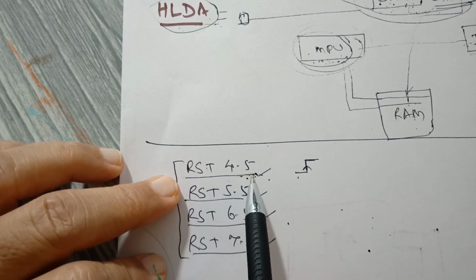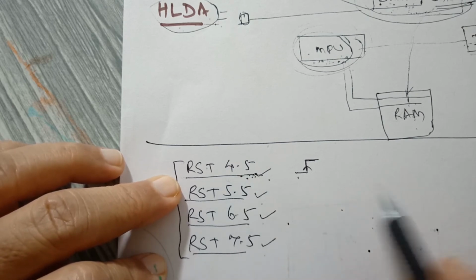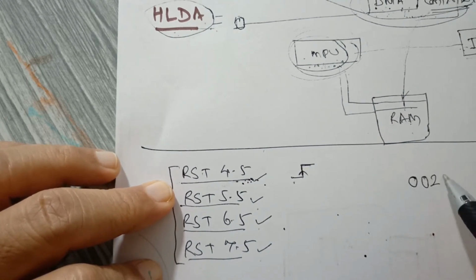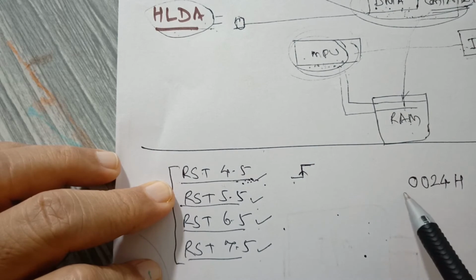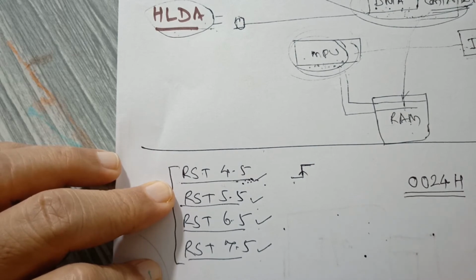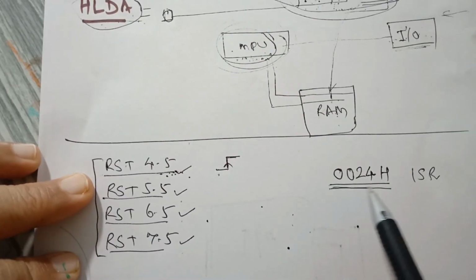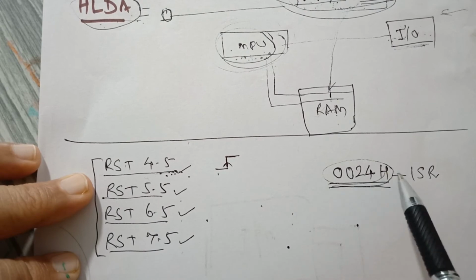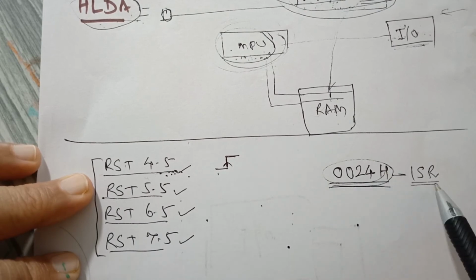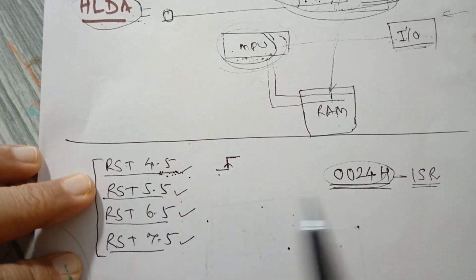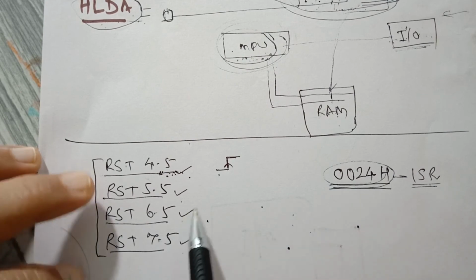And how does it give a response? Its style is that it restarts at the address 0024. This is a 16-bit memory address, and there is an interrupt service routine there. That means this is the address of the memory location where there is a program for giving service to the device connected to this line. So later we shall discuss how to remember this.